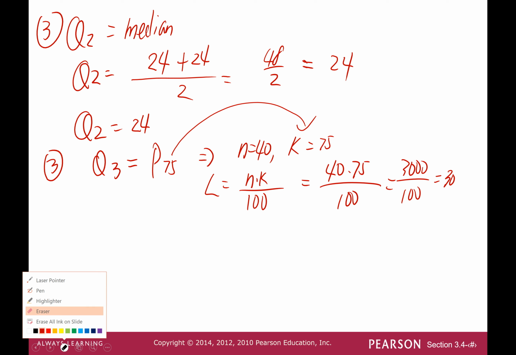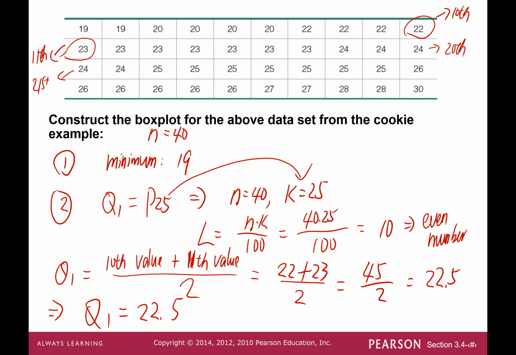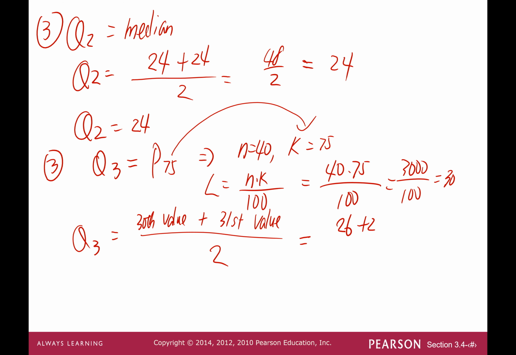That means percentile 75 is located at the average of the 30th data value and the 31st data value. So quartile 3 equals the 30th data value plus the 31st data value, divided by 2. Now again, you go back to the table, and this is the 30th, this is the 31st. So you just add those two numbers and divide by 2. So 26 plus 26 over 2 turned out to be 26. So quartile 3 turned out to be 26.